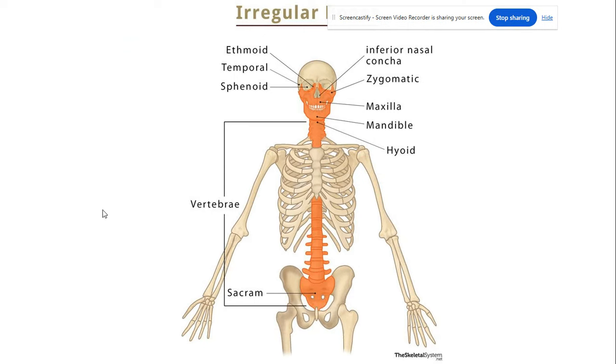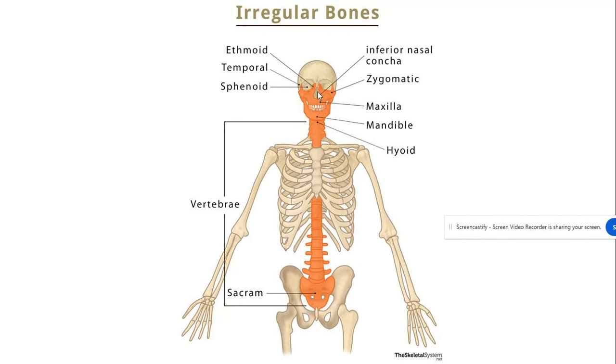All right. So irregular bones, we have ethmoid right here. We have temporal, we have sphenoid, we have inferior nasal concha, zygomatic bone, we have maxilla, which is irregular, right, it has no shape. Mandible, we have hyoid bone, right, the hyoid bone is very important for inhalation and exhalation, yeah. We have the vertebral column, extremely important, and sacrum, okay. Imagine not having an irregular vertebral column. What would you do? They're all the same size, so it doesn't really work. It changes from human to human, okay?